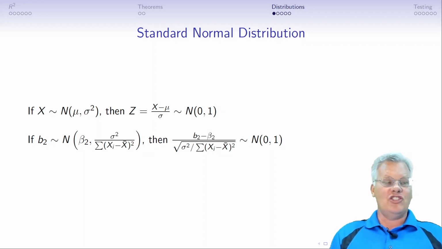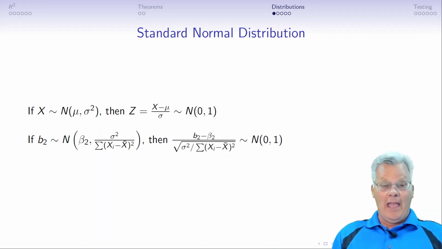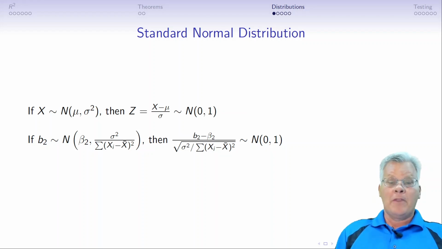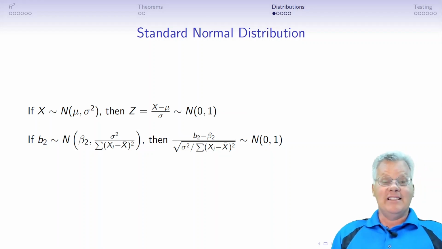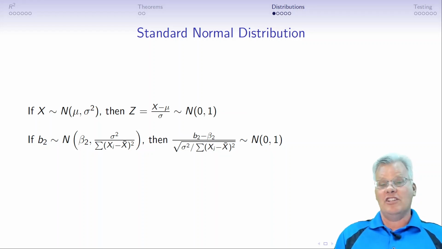If we apply this to a regression context, the OLS slope B2, if B2 is normally distributed with mean beta 2 and the variance given by the familiar formula sigma squared divided by the sum of xi minus x bar quantity squared, then B2 minus its true unknown value beta 2 and divided by its standard deviation must also be distributed standard normal. It's a simple application of the theorems that we've just covered.